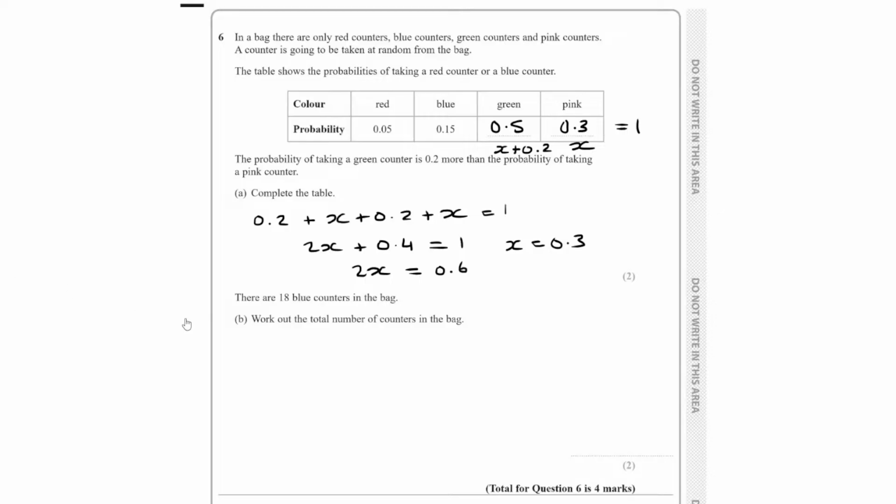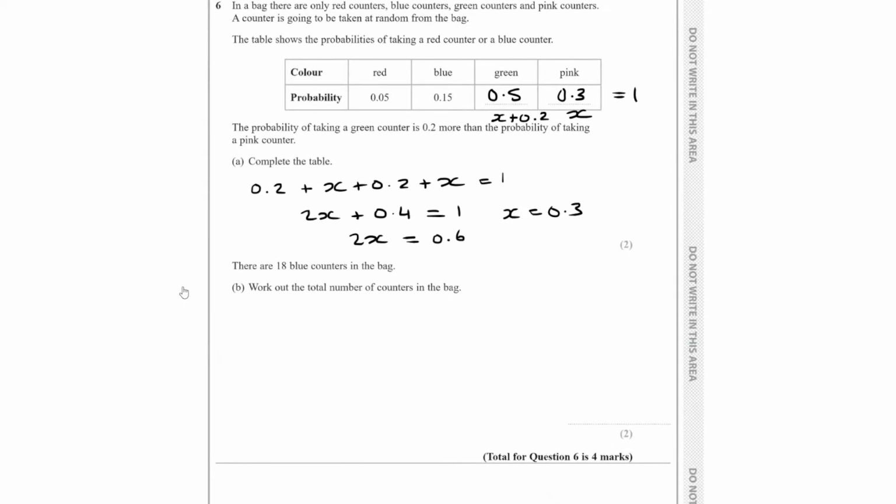So there's that. Then there was part B. There are 18 blue counters in the bags. They've actually given us how many there are. Work out the total number of counters in the bag. So 18 is effectively, if you think about it, 15%, 0.15. Again, you don't have to use algebra, but just to show you, let's say that y is the total. I'm not going to use x because I've already used x. And then you can see all I need to do is just divide. Again, you don't have to write that down, but just so you can see that's where it comes from, I'm going to do 18 divided by 0.15.